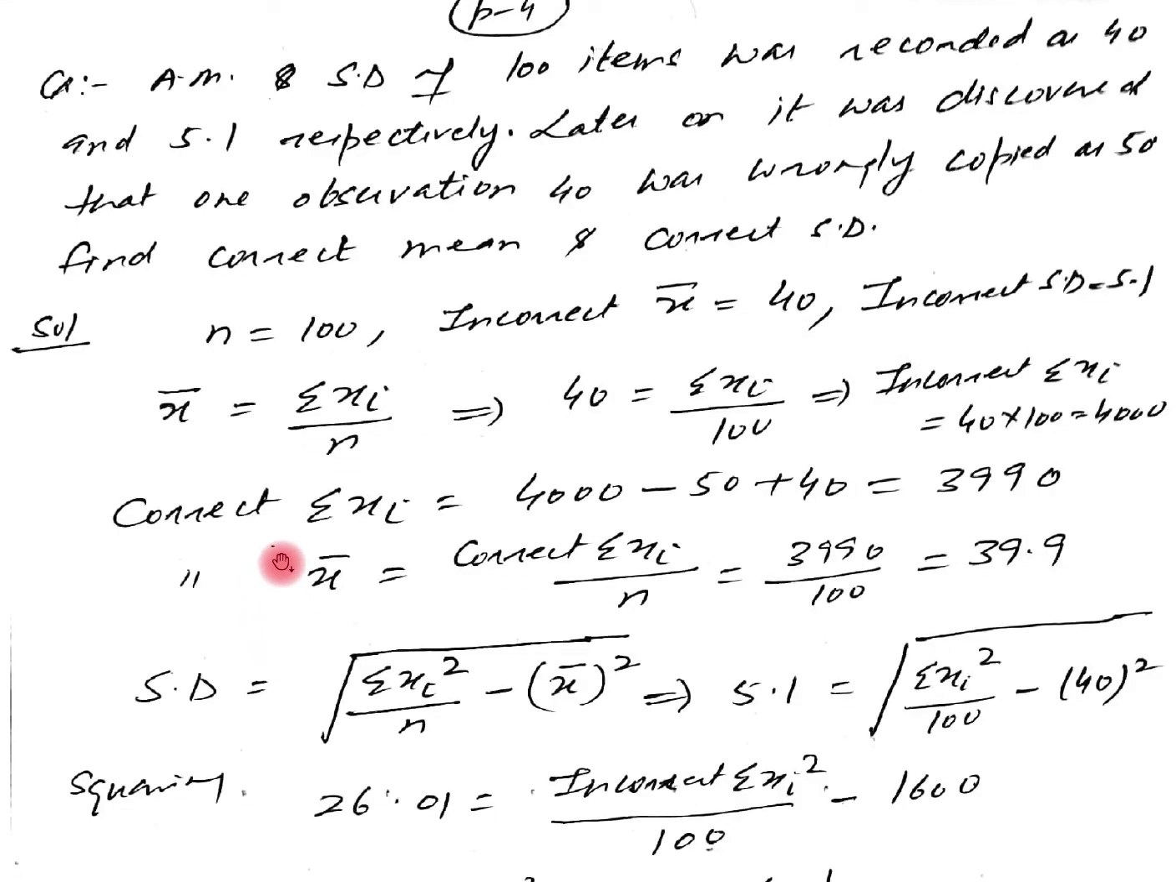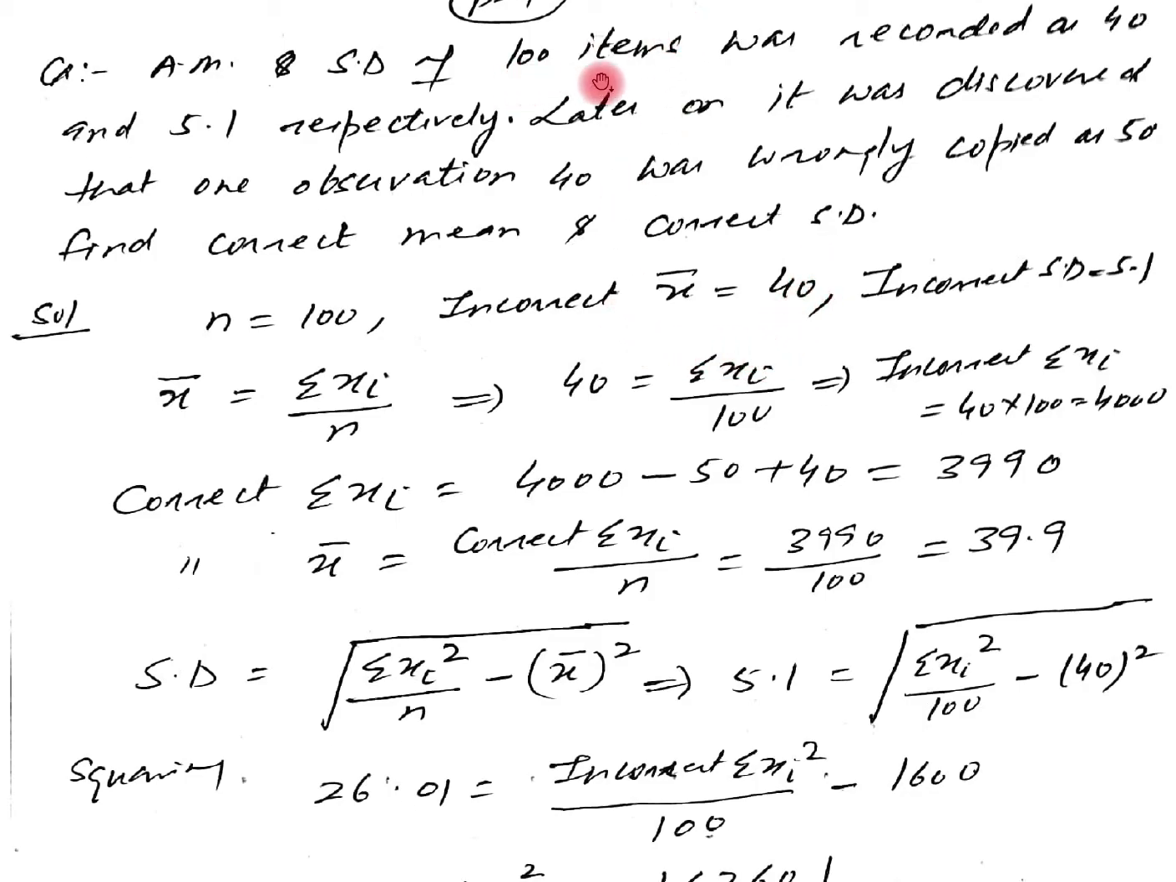Now here is a word problem based upon arithmetic mean as well as standard deviation. The arithmetic mean and the standard deviation of 100 items were recorded as 40 and 5.1 respectively. Later on, it was discovered that one observation, 40, was wrongly copied as 50. Find the correct mean and the correct standard deviation. One of the interesting questions here.